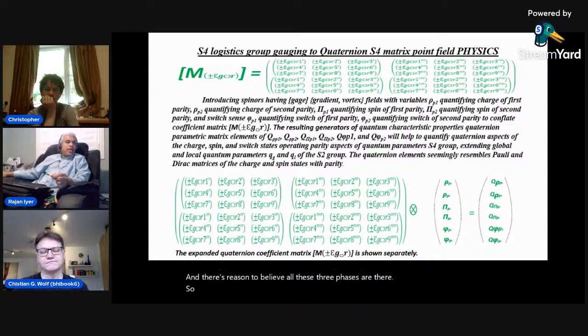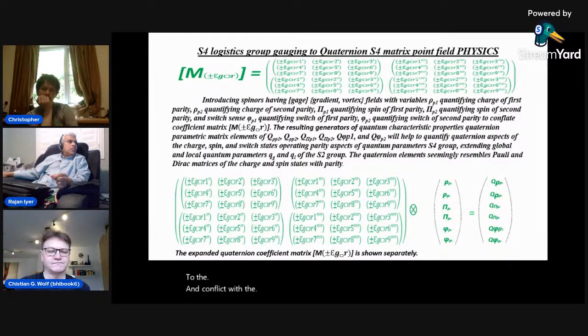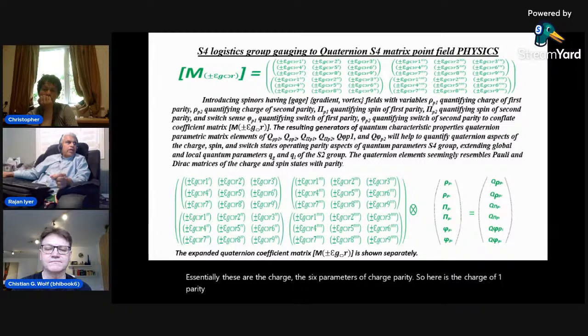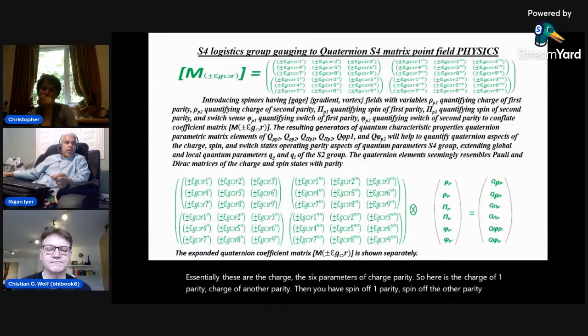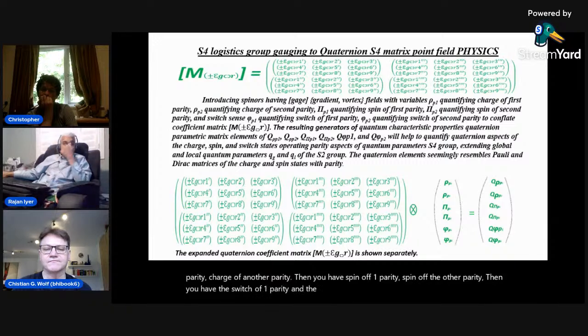So when I multiply this coefficient matrix, which consists of all the field aspects, with the charge, these are the six parameters of charge with parity. So here is the charge of one parity, charge of another parity. Then you have spin of one parity, spin of the other parity. Then you have the switch of one parity and the other parity. Okay.